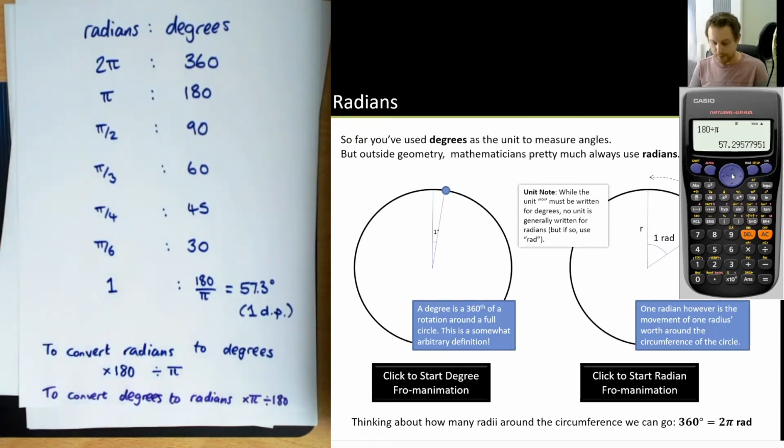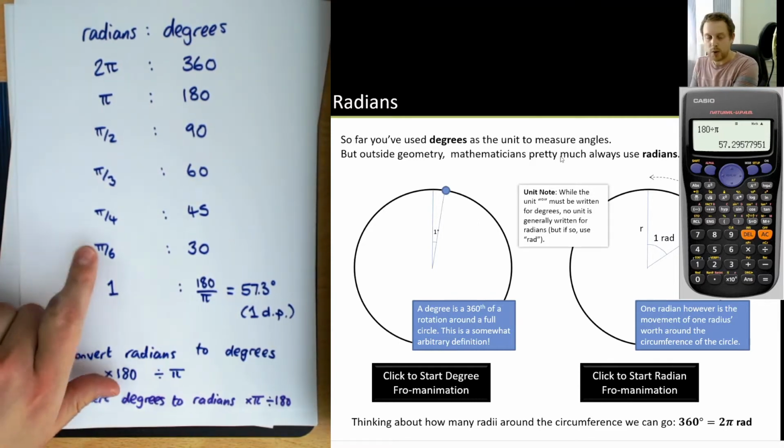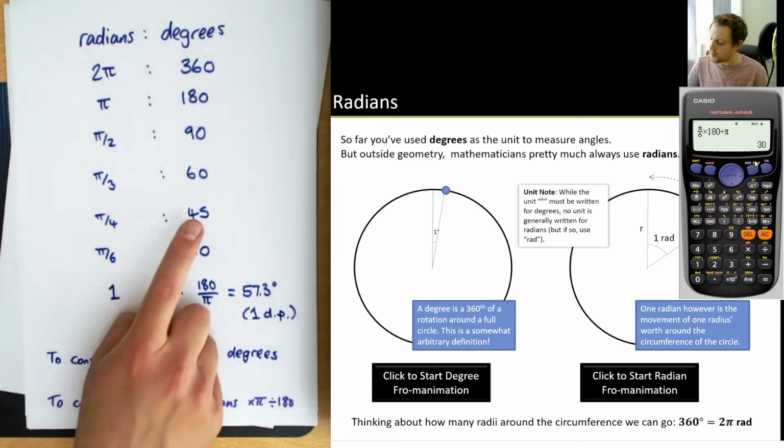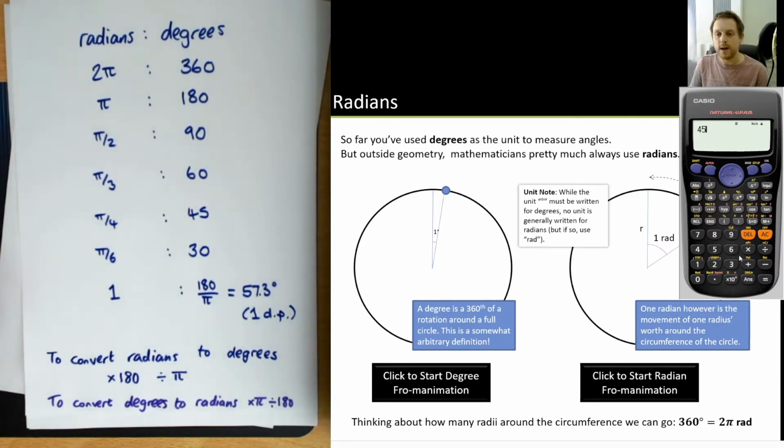So let's just see that working in practice. If I want to do pi by 6 and show that that's 30, I would have pi by 6. I've got to times that by 180 and divide that by pi, and of course I'm going to get 30 degrees. And if I wanted to do, say, 45 degrees, what is that? So 45 degrees into radians, I have to times by pi and then divide by 180. And of course I get pi on 4, or a quarter pi.